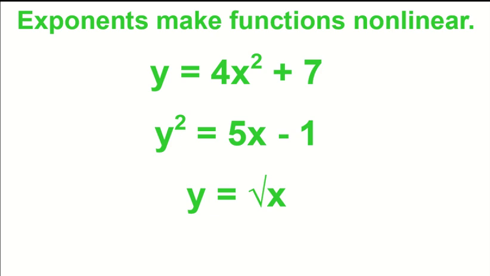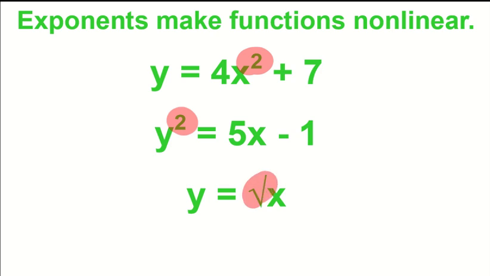If we have exponents, exponents automatically will make a function nonlinear. Okay, it's going to make the function curve in some way. So if you see an exponent on an x, that's going to make it nonlinear. If you see an exponent on a y, that's going to make it nonlinear. Both of these happen to have an exponent of 2. It doesn't have to be 2. It could be any number, positive or negative, okay?